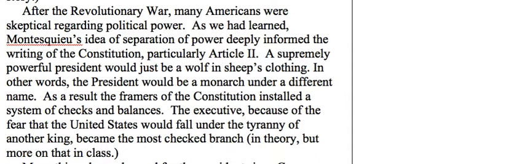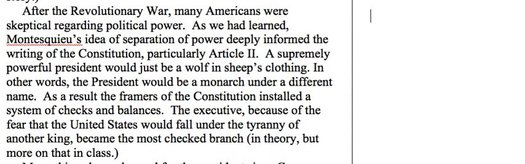Okay, so after the Revolutionary War, many Americans were skeptical regarding political power. As we had learned, Montesquieu's idea of separation of power deeply informed the writing of the Constitution, particularly Article 2. A supremely powerful president would just be a wolf in sheep's clothing. In other words, the president would be a monarch under a different name. As a result, the framers of the Constitution installed a system of checks and balances. The executive, because of the fear that the United States would fall under the tyranny of another king, became the most checked branch in theory, but more on that in class.